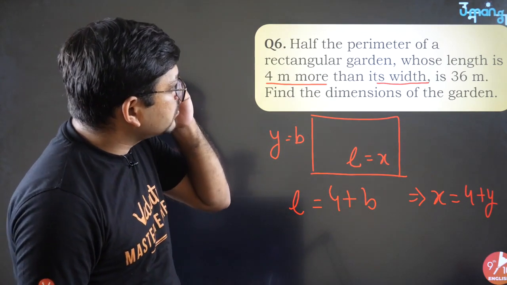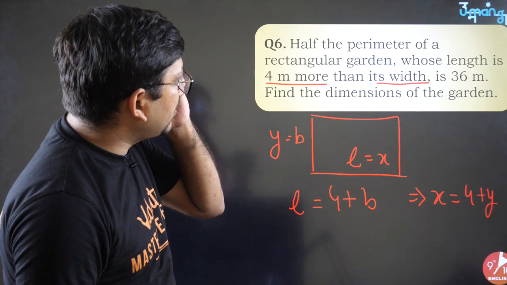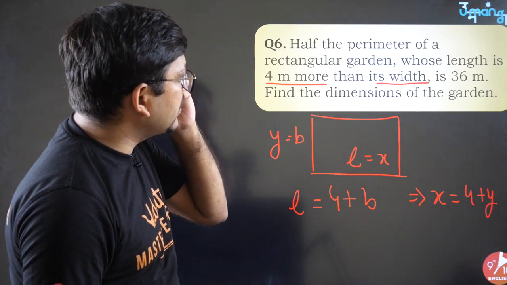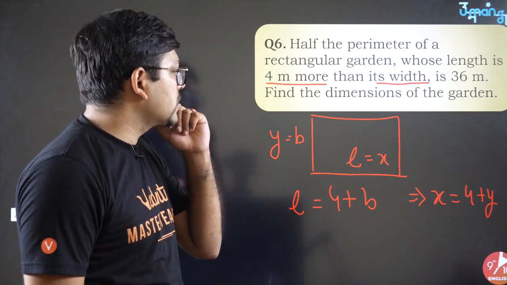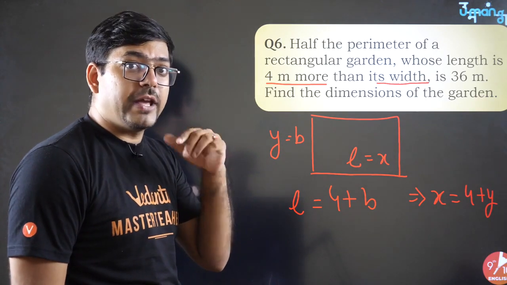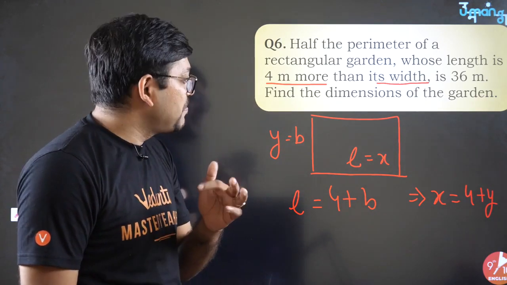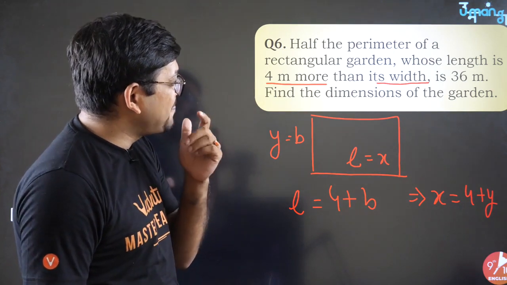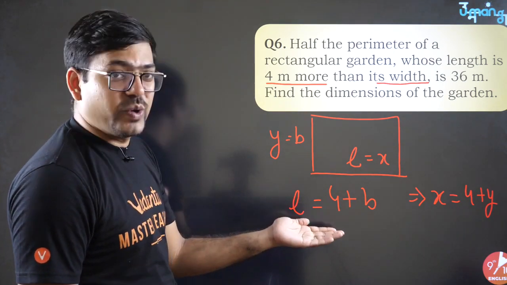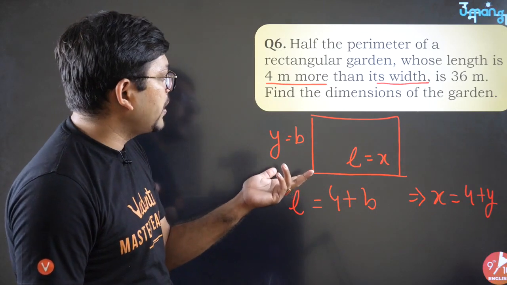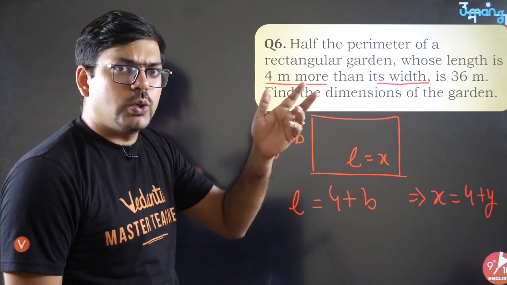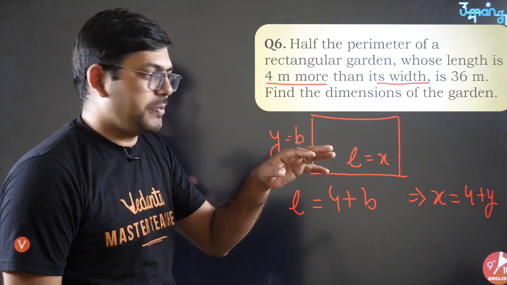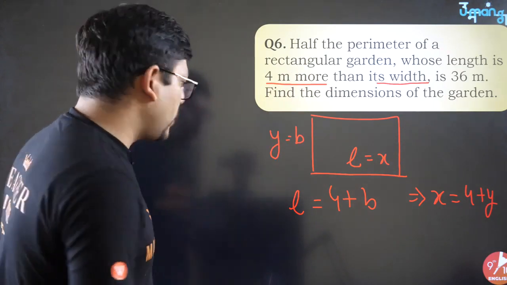Thereafter, half the perimeter of a rectangular garden whose length is this. Wait a second. Okay, looks like this question is incomplete. Probably they have forgotten to type the entire thing, because I am able to see only half of it. We have got only one equation. The other equation we would not be able to get until and unless we know half the perimeter is equal to what. So I am contemplating that a little mistake has been made here. I'll show you the solution. Probably there you will get it right.